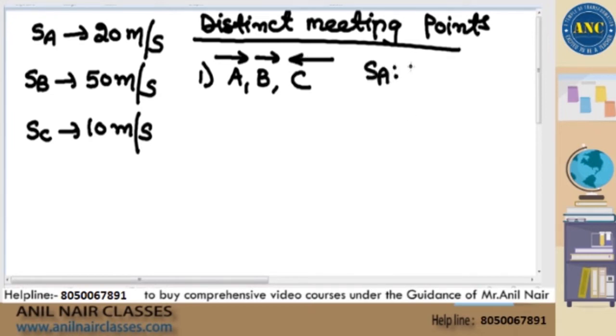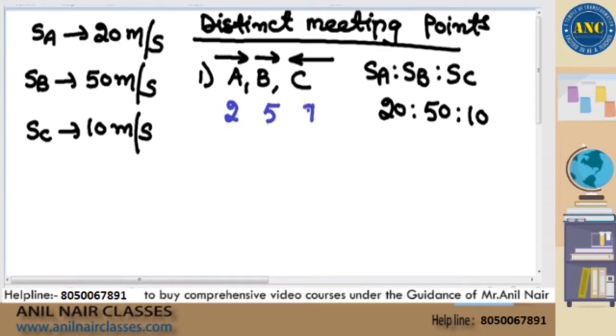Step number 1, simplify into simplest form. If I simplify, 20 is to 50 is to 10, that is 2, 5, 1. Depending upon the arrows, take the meeting points. A and B are both moving in the same direction. Same direction means how many meeting points will I get? 3 meeting points, which we discussed. 5 minus 2 is 3.